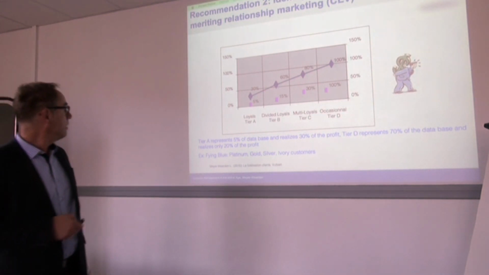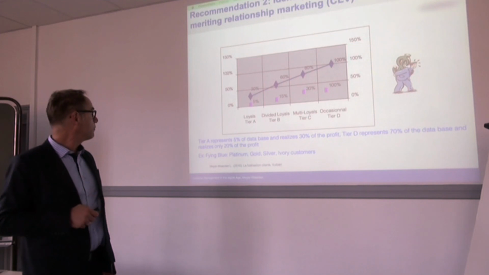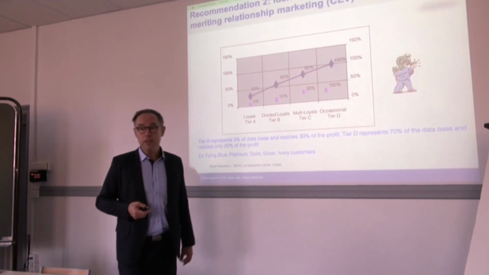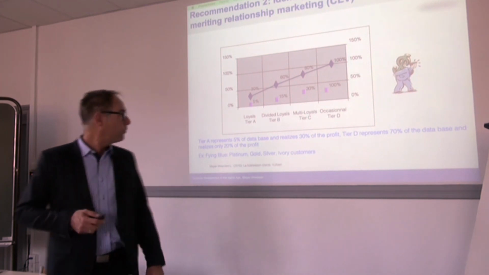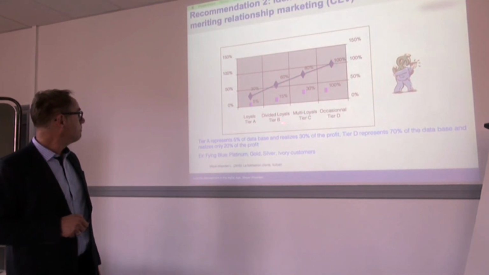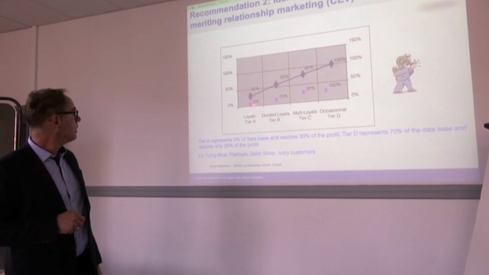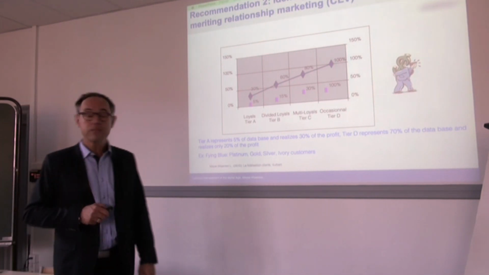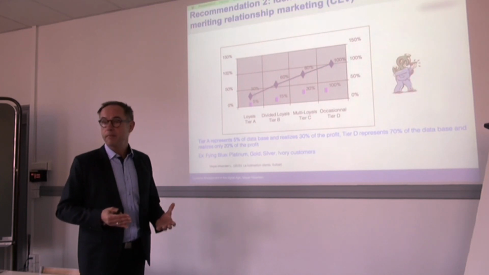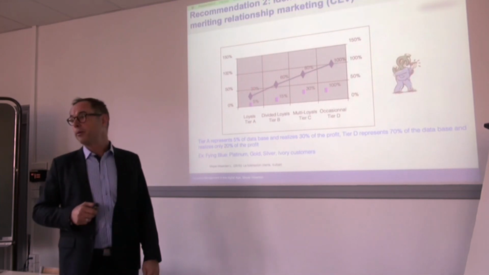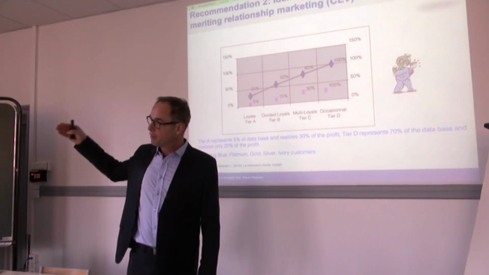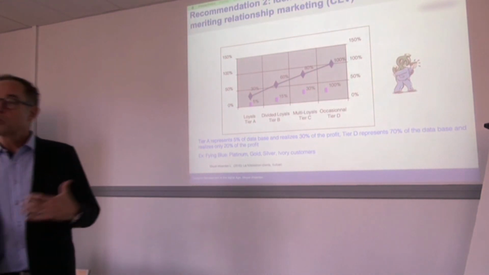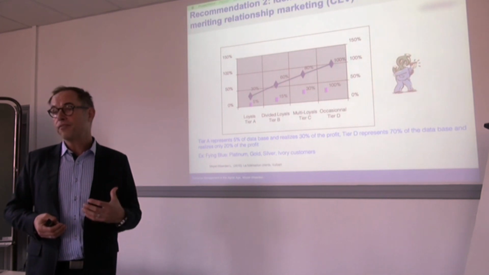This is what you can see here. This is actually a database coming from a grocery retailer, Casino, in France. So we segmented the database in 4 tiers. You see tier A, B, C, and D. And what you can see here is that tier A represents only 5% of the quantity of the database, but it generates 30% of the profit. So a small amount of customers generates 1/3 of the profit.